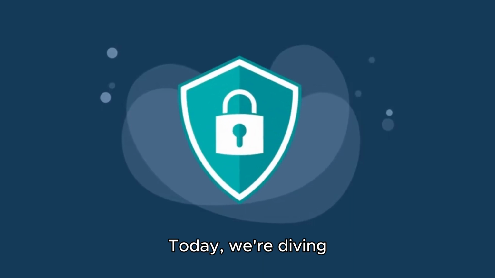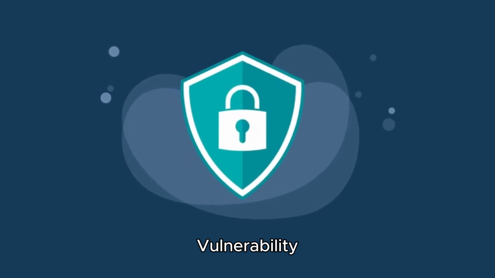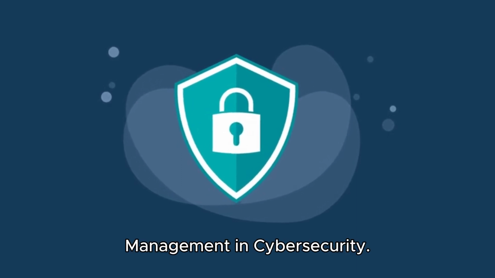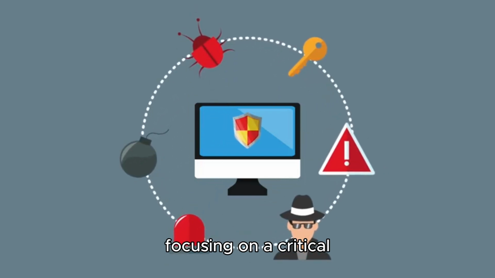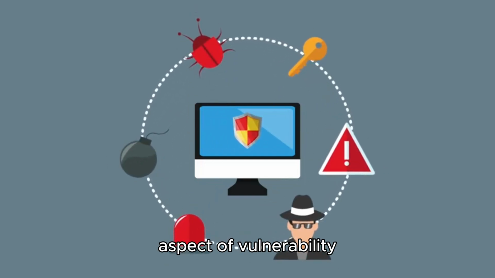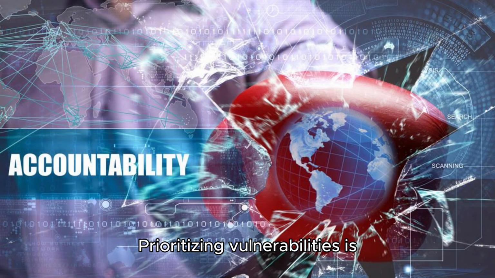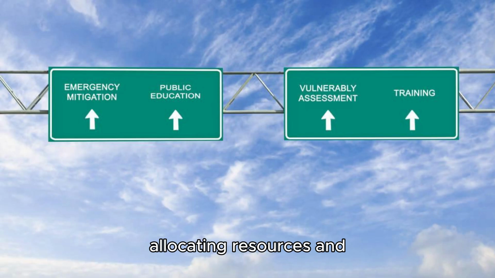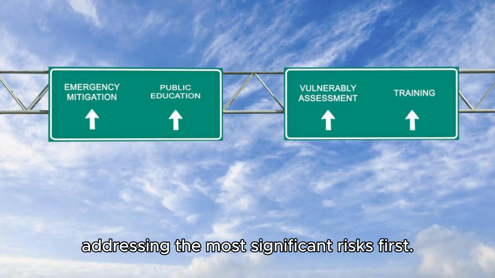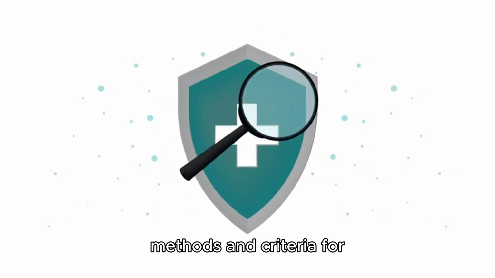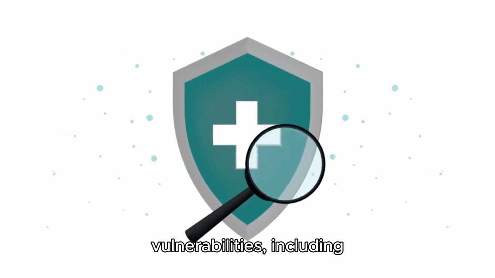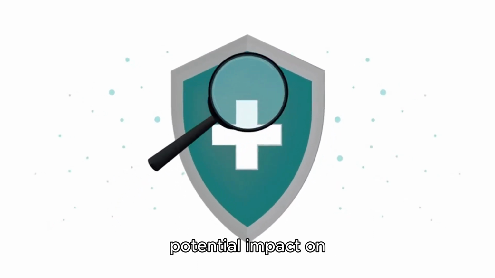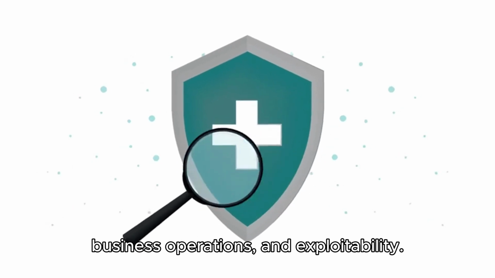Today, we're diving into Module 4, Vulnerability Management in Cybersecurity. Let's get started. In this module, we'll be focusing on a critical aspect of vulnerability management, prioritization. Prioritizing vulnerabilities is essential for efficiently allocating resources and addressing the most significant risks first. We'll explore various methods and criteria for prioritizing vulnerabilities, including severity ratings, potential impact on business operations, and exploitability.